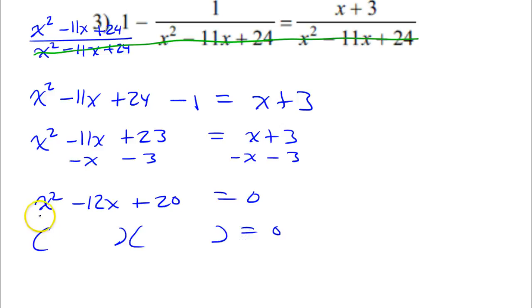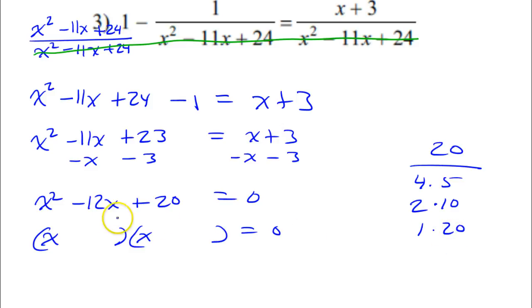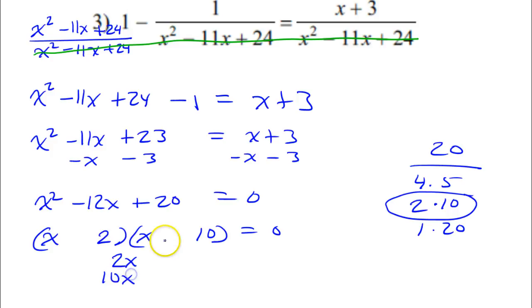So let's do that. X squared is x times x. 20, when I look at 20, it's either going to be 4 times 5 or 2 times 10 or 1 times 20. I'm trying to get 12 in the middle, so I'm going to use the 2 and the 10 because I know I can get 12 out of that. So 2 times 10. Now, inner plus outer must equal middle. Inner, I have 2x. Outer, I have 10x.